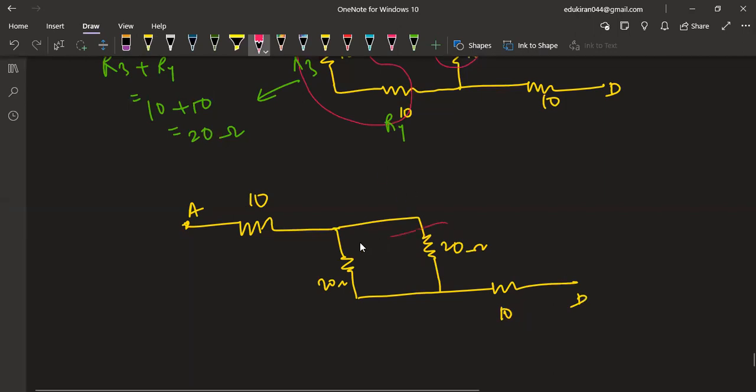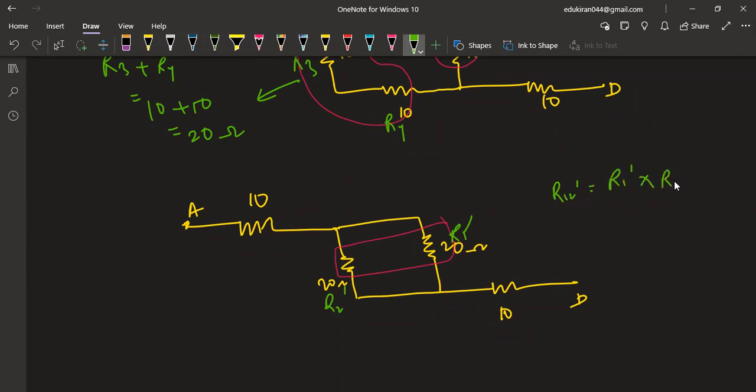Here, can you notice this? They are connected in parallel. Let's say this is R1 dash and R2 dash. So R12 dash, their equivalent, is going to be R1 dash into R2 dash divided by R1 dash plus R2 dash, the way you normally calculate parallel combination.